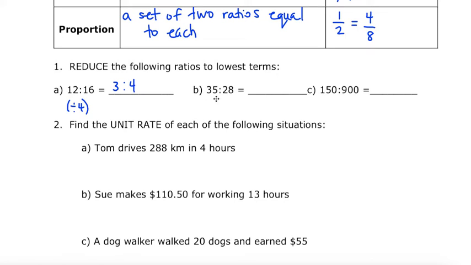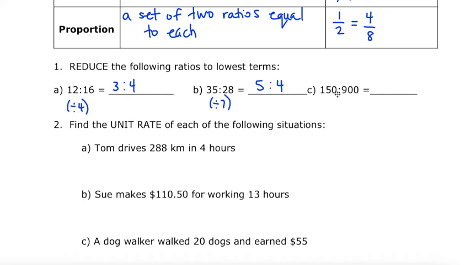Then we take a look at part B. We have 35 to 28. The largest number that divides evenly into both of those numbers is 7. So 35 divided by 7 is 5, and 28 divided by 7 is 4.